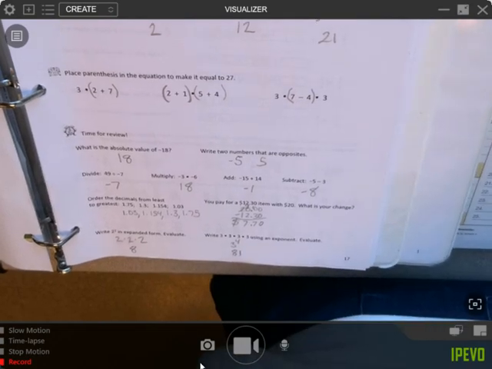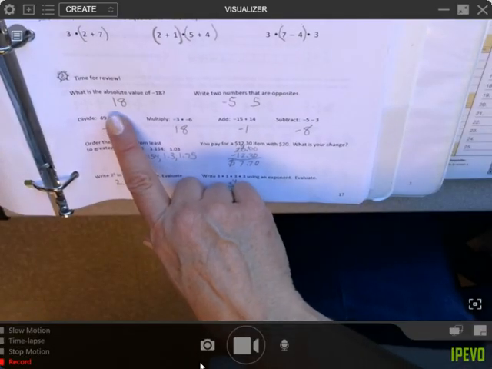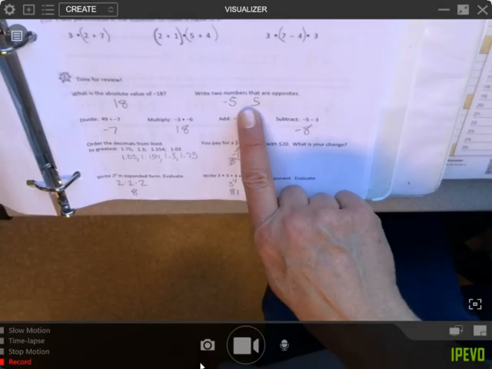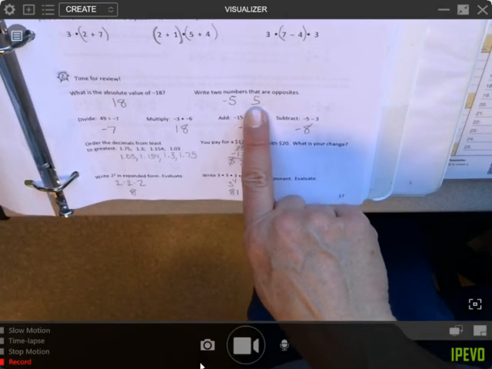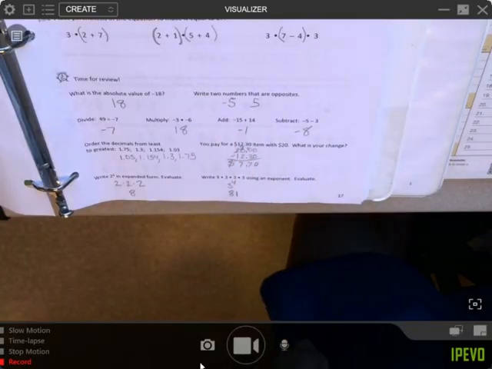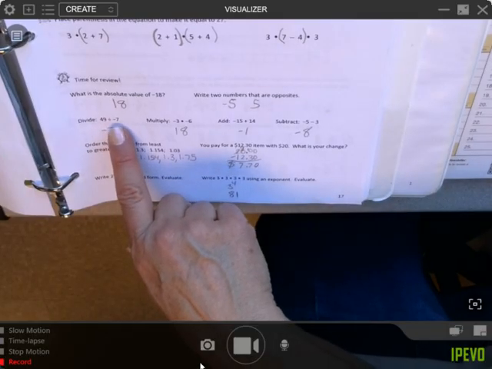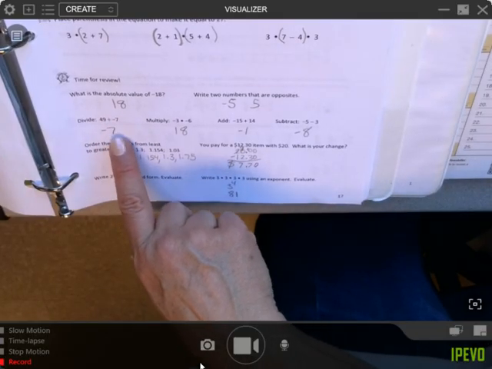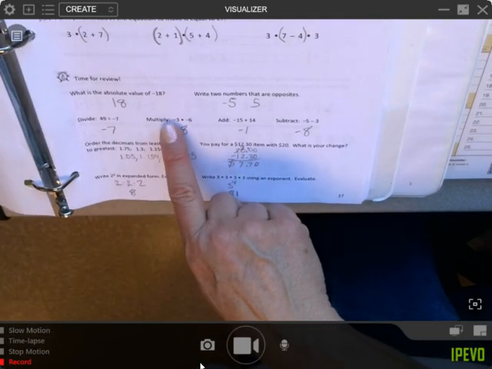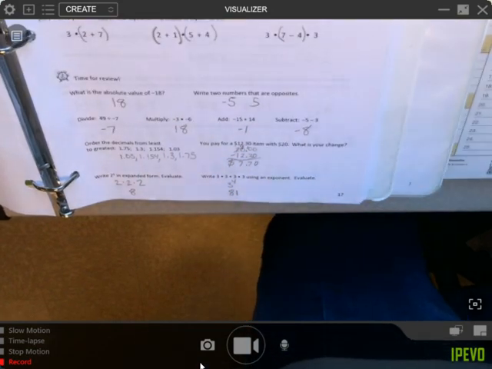And then we had our review, getting us ready for the practice test. Absolute value of -18 is 18. Two numbers that are opposites, I put -5 and 5. Any number that you put as a positive, the opposite would be the negative of the same number. 49 divided by -7, well, 49 divided by 7 is 7. A positive divided by a negative is negative. 3 times 6 is 18. Negative times a negative is a positive, so positive 18.